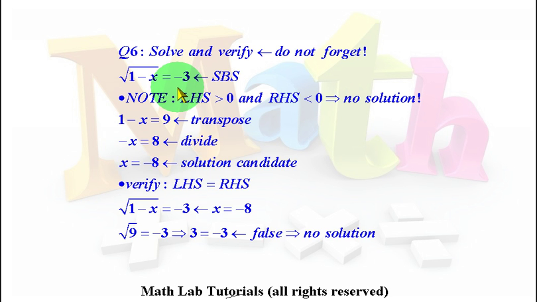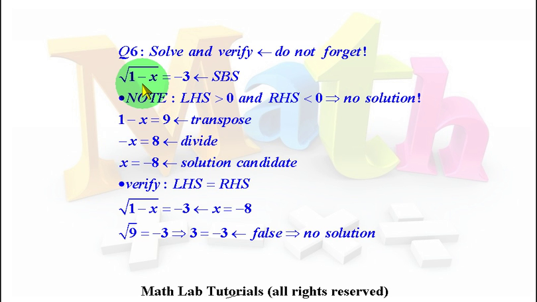But anyway, I made a note of this. The left-hand side is greater than 0, and the right-hand side is less than 0. That implies automatically no solution. There's really no work that needs to be done. However, we'll go ahead and do the work anyway.